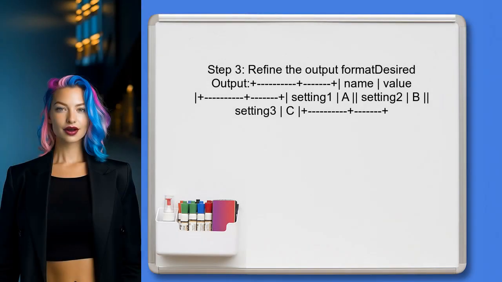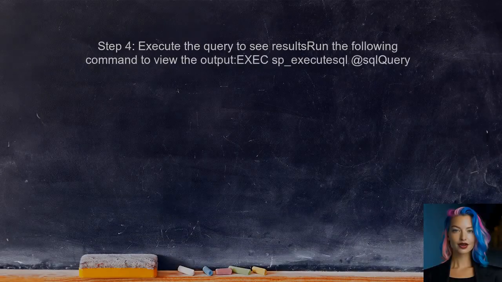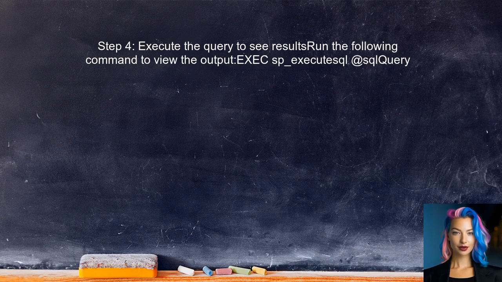Now the user can refine the output to match the desired format. This involves ensuring the output displays the key names as name and their corresponding values. Finally, the user can execute the query to see the results. This will provide a dynamic view of the JSON keys and their values, adapting to any changes in the JSON structure.